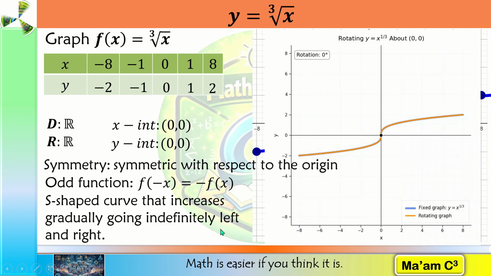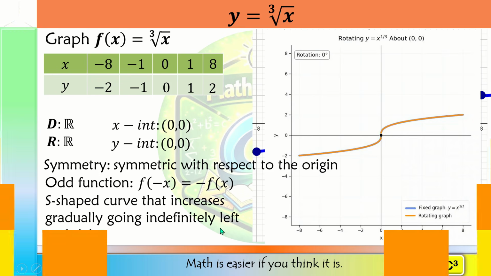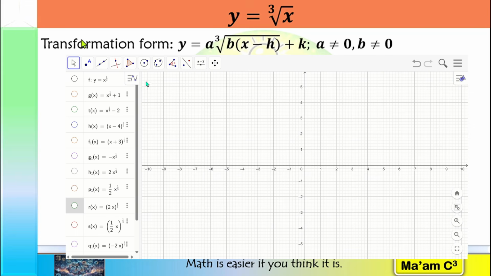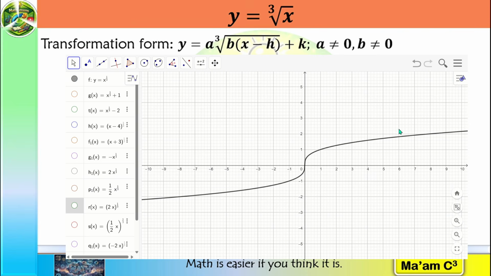Now let us discuss the transformation of y is equal to cube root of x. I'm going to use again GeoGebra. Okay, we will start with our mother function, cube root of x. X raised to 1/3 is just the same as cube root of x. So you already know how we came up with this graph. Now, what if I added plus 1 in our mother function? Look what happens. The graph moved 1 unit upward.